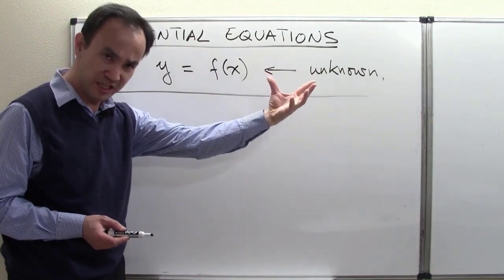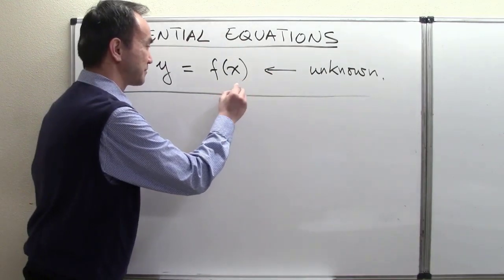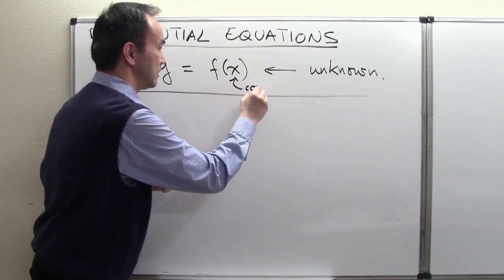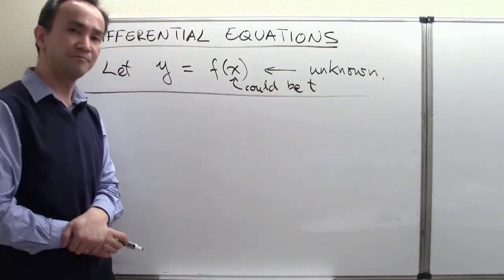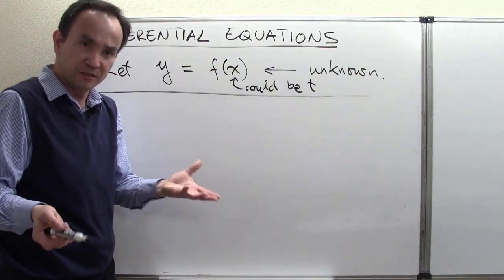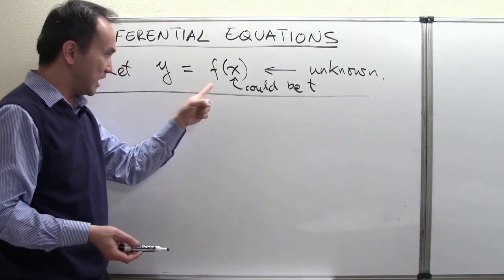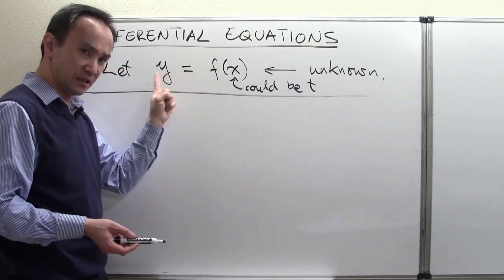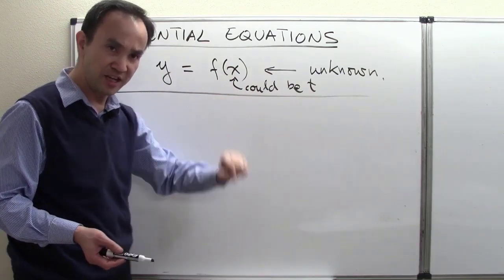Many textbooks these days use t as the main input variable. This one right here could be t. The point is we have flexibility in naming the input variable, some main input variable. But ultimately, y is a variable being some unknown function of whichever input variable is indicated.